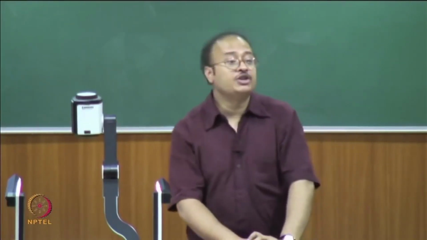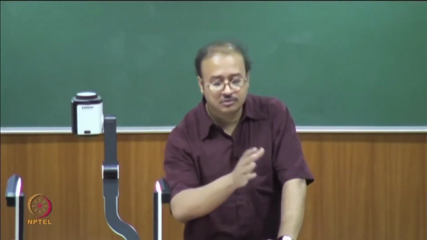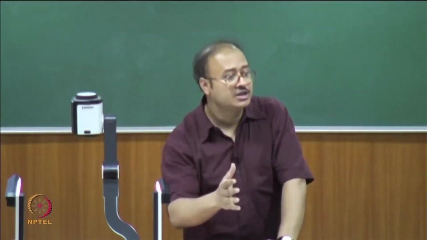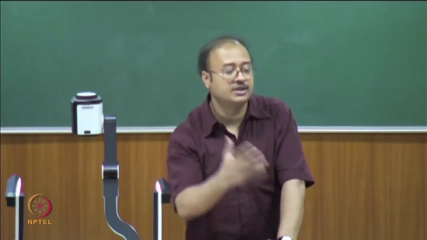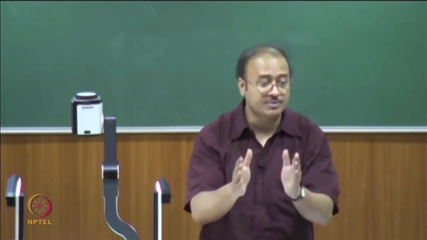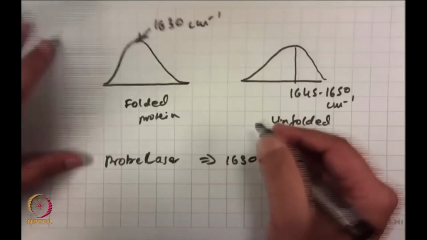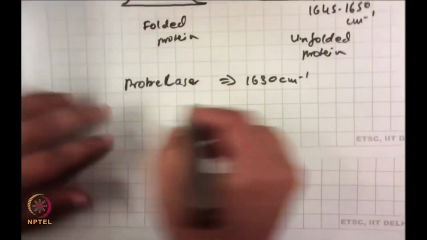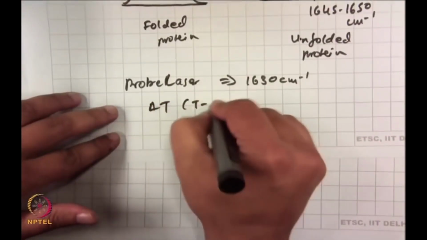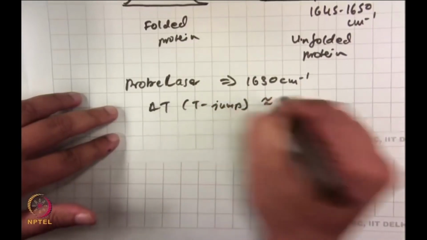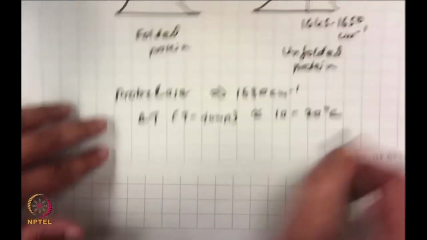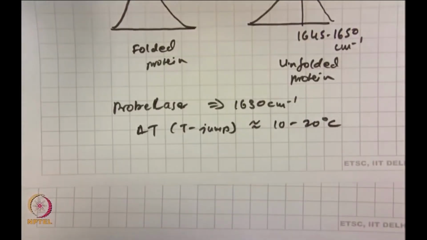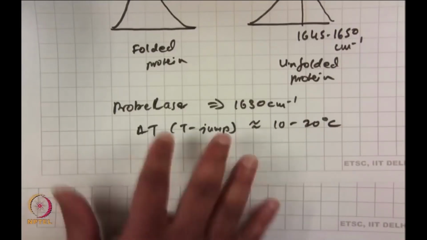Now, typically the magnitude of the temperature jump, to get a decent change, can be from 8 to 15 degrees Celsius or even more than that. So, your delta T, that is the temperature jump, is about 8 to 15 degrees Celsius or more. Okay. So, let me write that down. So, your delta T, that is your T jump, is typically between 10 to 20 degrees Celsius. Okay. And if you are getting a change, then using all these things together you are getting the change. Okay.